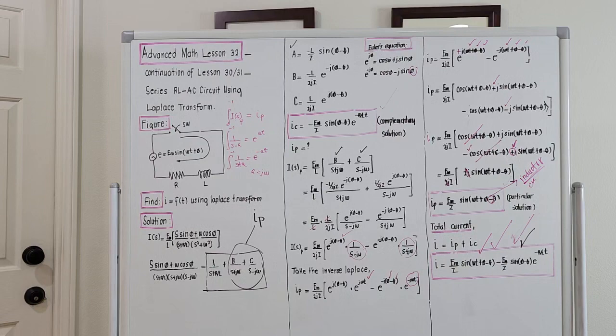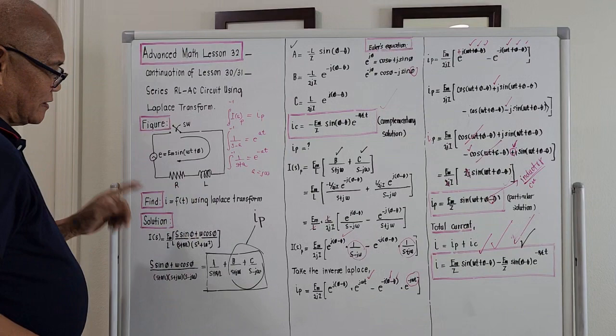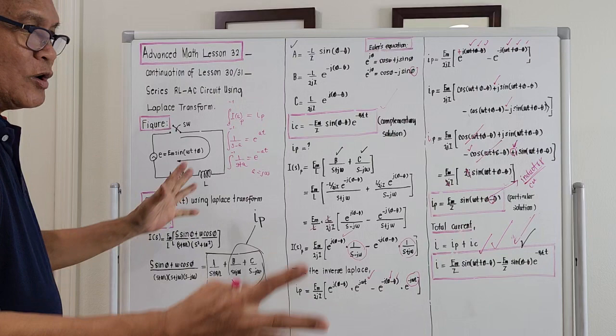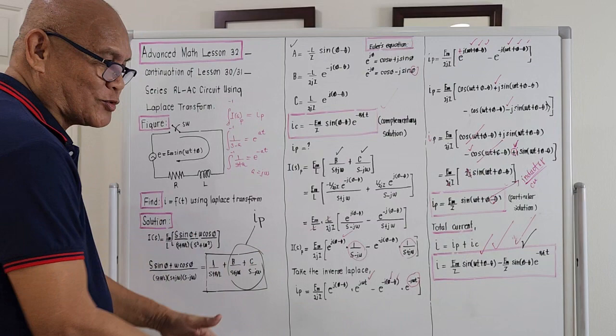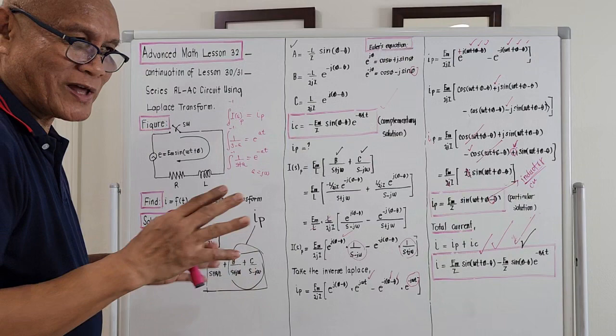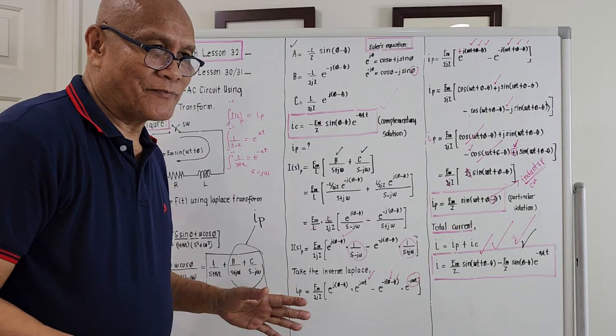Okay, that's it, guys. This is now the completion of the solution of an RL AC circuit, that is, the requirement is i as a function of time. Okay, we started with the partial fraction, and then the computation of the values of A, B, C. It needs lots of patience to bring out this one. It will be an algebraic manipulation, because if you made one mistake, that's it. You cannot bring out the correct solution. Okay? That's it. So for those of you who are taking up advanced mathematics, this is for you guys.